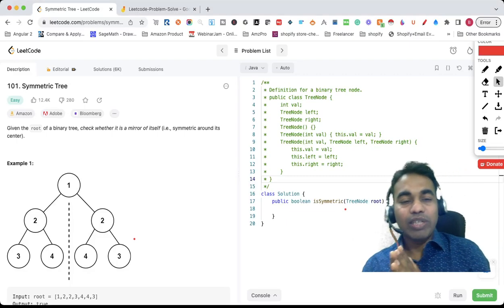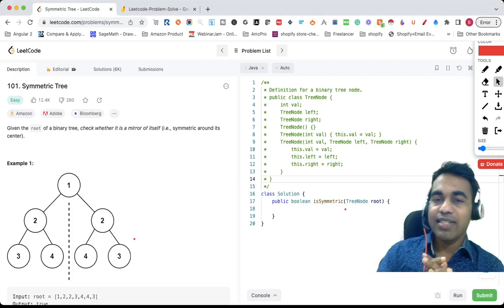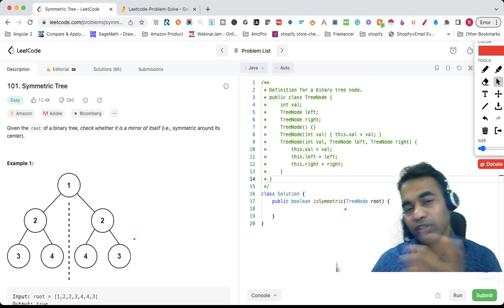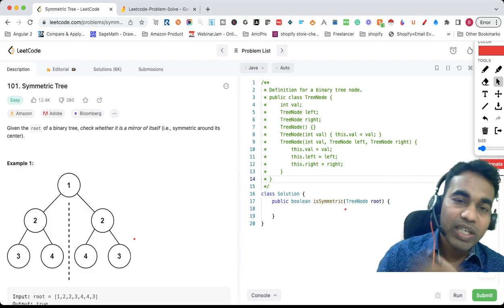Hi guys, welcome to a new problem on LeetCode, which is Symmetric Tree. This particular question is being asked by multiple big companies. You can see Amazon, Adobe, and a lot more companies actually. So what is this question all about?